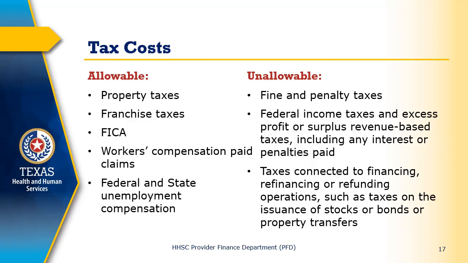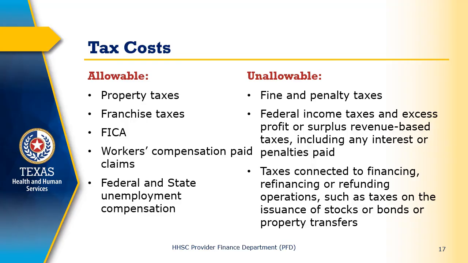Allowable tax costs for businesses include property taxes, which are expenses related to the ownership of real estate. Franchise taxes, which are fees paid for the right to operate a business in a specific state, also qualify as allowable tax costs. Contributions made towards FICA, which fund Social Security and Medicare, are essential for compliance and can be factored into allowable expenses. Another allowable expense is workers' compensation on paid claims, which provides wage replacement and medical benefits to employees injured on the job. Additionally, federal and state unemployment compensation taxes are considered allowable costs, as they fund unemployment benefits for eligible workers.